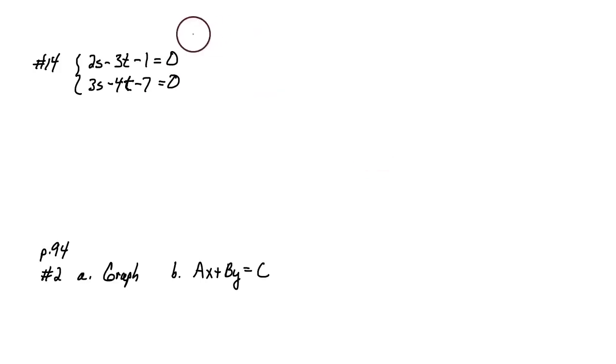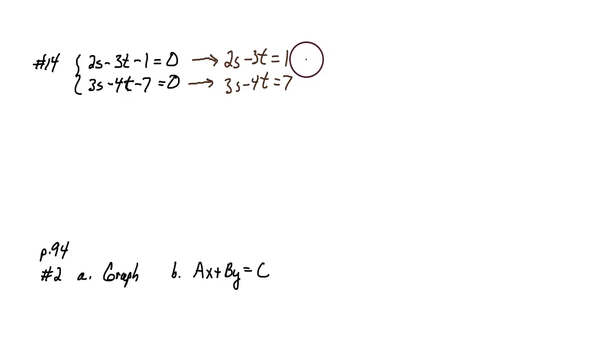Number 14. We're not used to seeing systems of equations where the constant term is on the left side along with the variable terms. Let's rewrite this just to make it look like one we're comfortable with. Now let's decide whether to use substitution or linear combination method. I'm going to use linear combination method, and I want to eliminate the s terms. The least common multiple of 2 and 3 is 6. Let's make one of the s terms be positive 6s and the other s term be negative 6s.